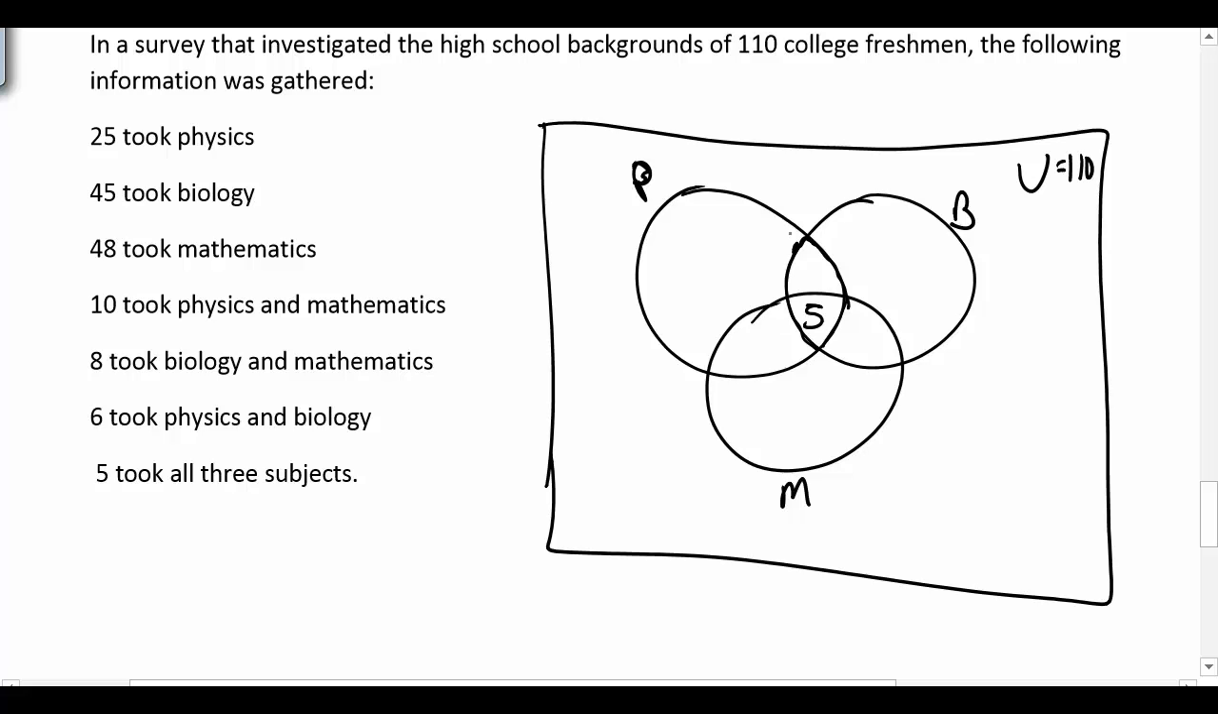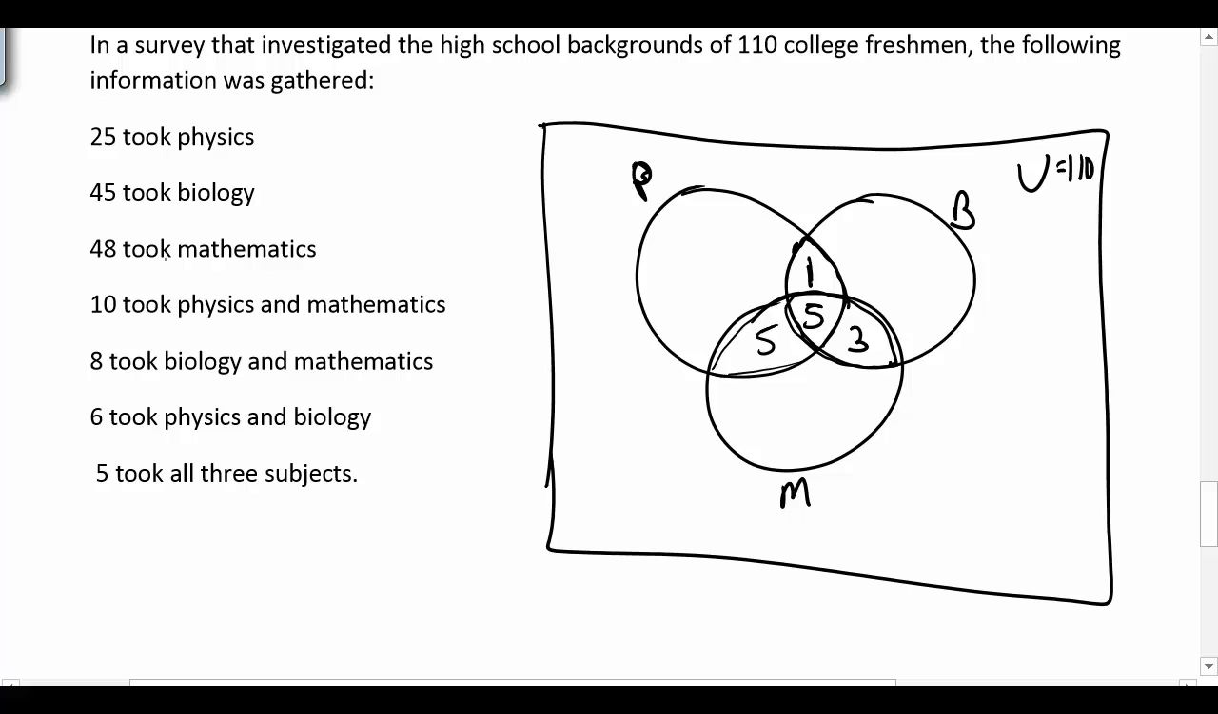Well, I already know 5 of them took all three, so how many more to get 6? That's the 1. I know 8 took biology and math, so this little sliver right here, if I've already accounted for 5 of them, that means there's 3 overlap. And do the same trick for physics and math. Physics and math had 10. So looking at this little sliver here, if there's 5 already accounted for, that means another 5 has to give me the 10.